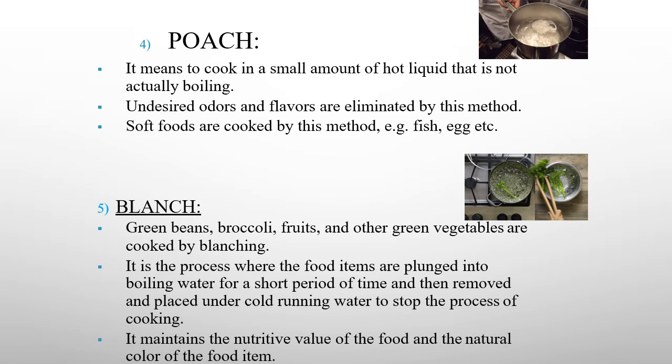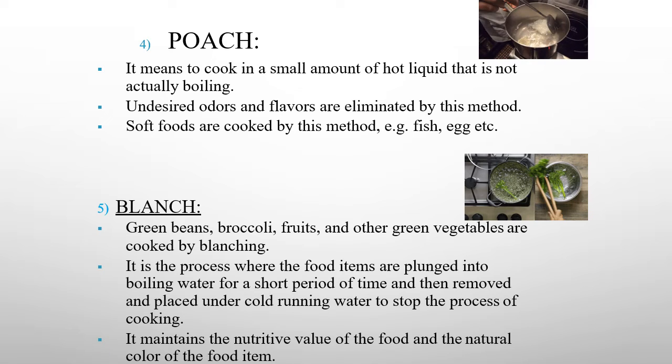And this is the poaching method. The fourth method of the moist heat methods is poaching, and it means to cook in a small amount of hot liquid that is not actually boiling. Undesired odors and flavors are eliminated by this method, and soft foods are cooked by this method. Examples are fish and egg. In this video, you can see the poaching of an egg.